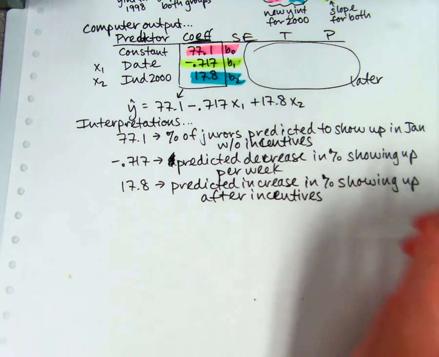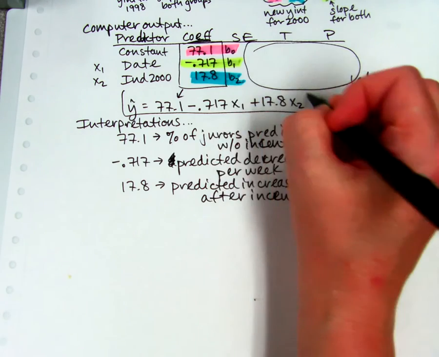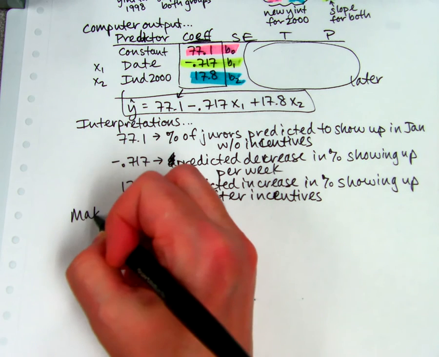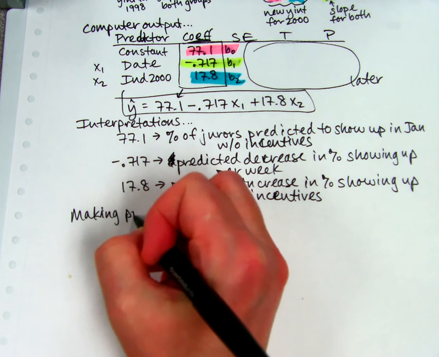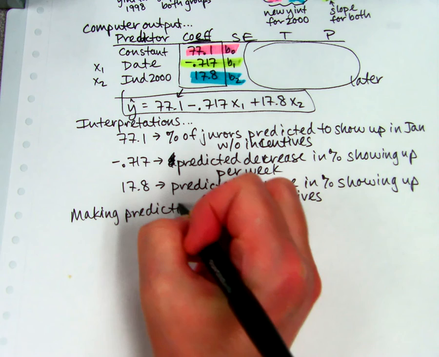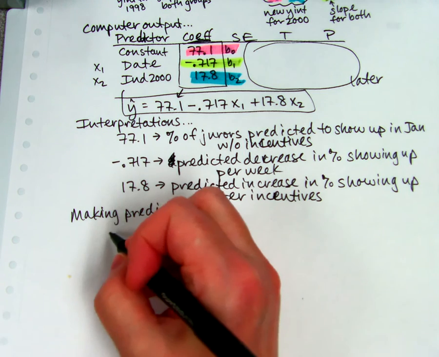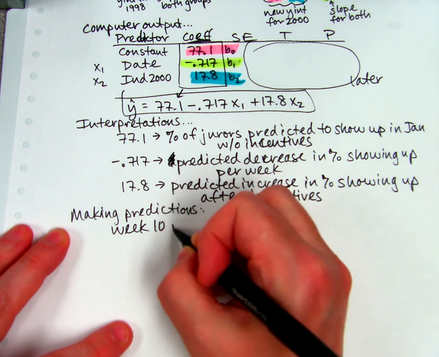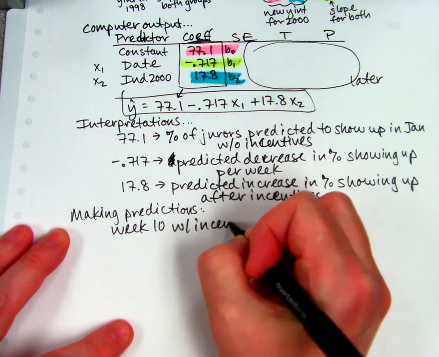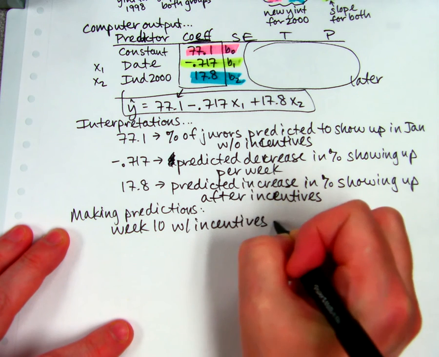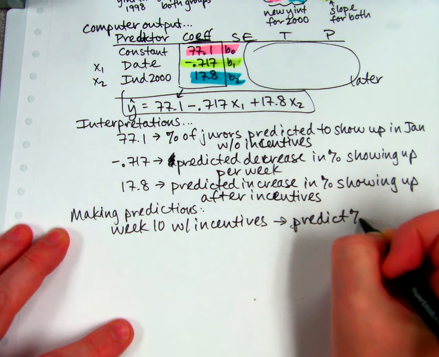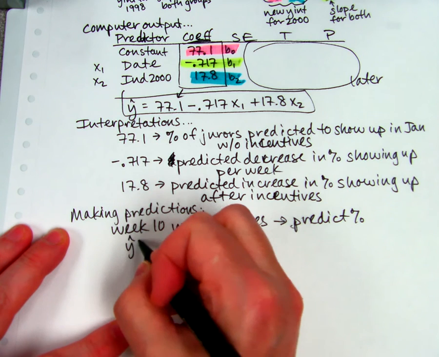We could use this equation right here. We could use it to make interpretations. We could use it to make predictions. So if I say it's week 10 and we're using incentives, I could ask you to predict the percent that will show up. And so you would plug in what I gave you.